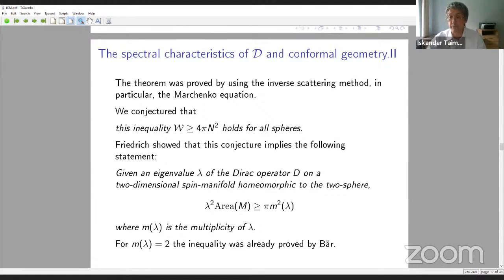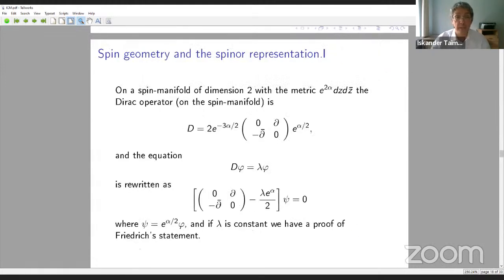What was the argument by Friedrich? On a spin manifold of dimension 2 with a given metric, which we already mentioned, e^{α} dz dz̄. This is the metric of the surface constructed by the Weierstrass representation. The Dirac operator takes this form, and the equation Dφ = λφ is rewritten exactly in the form of the Dirac equation of the Weierstrass representation.